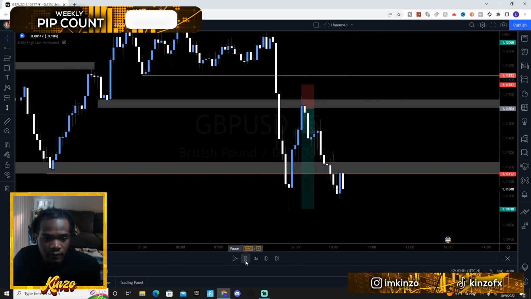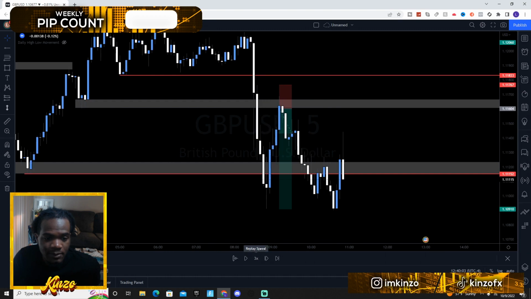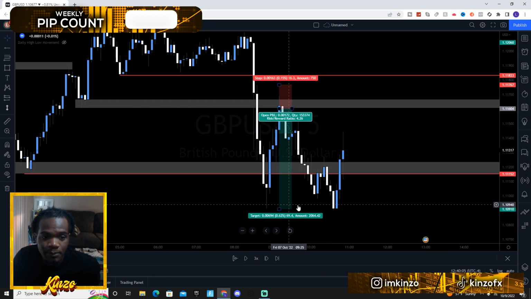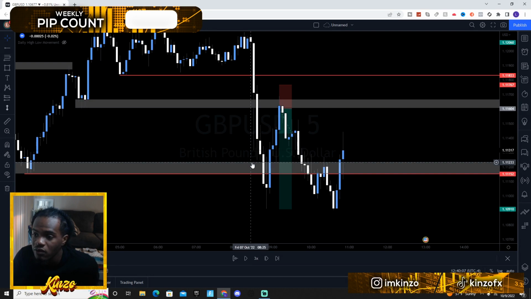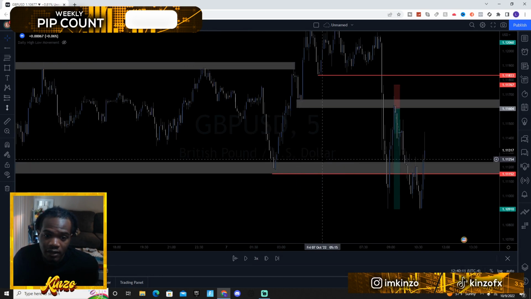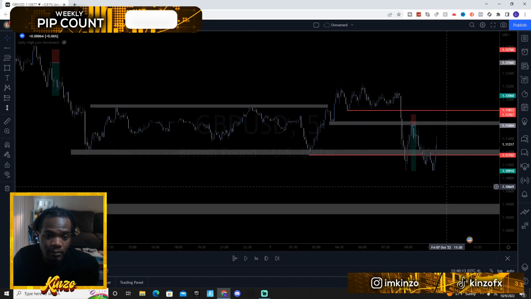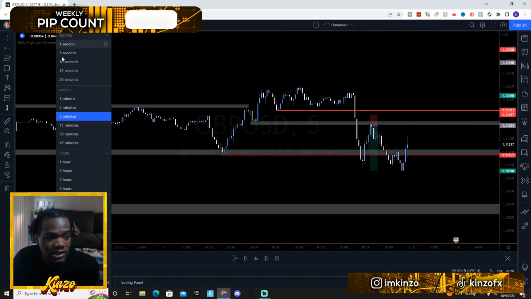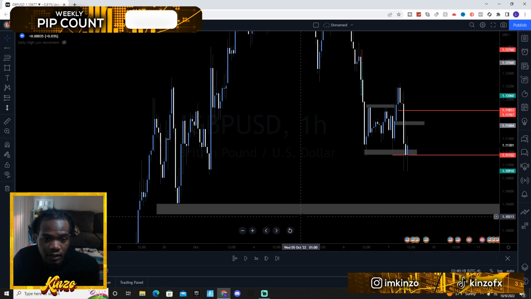We pushed down. TP got hit, right? 70 pips in the bag. If you would have used a 2 lot on this trade, you would have made about $1,400 on this trade, right? Now remember, I was telling y'all that this was the low that we was looking at on the hourly chart. Let's see what happened.